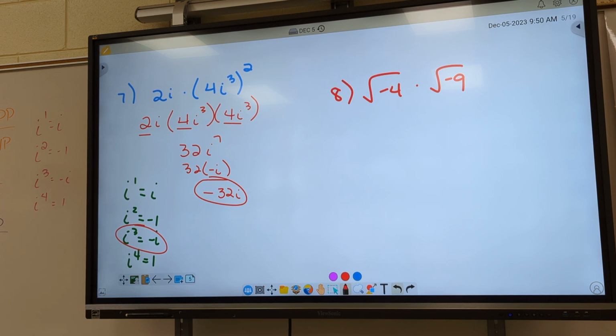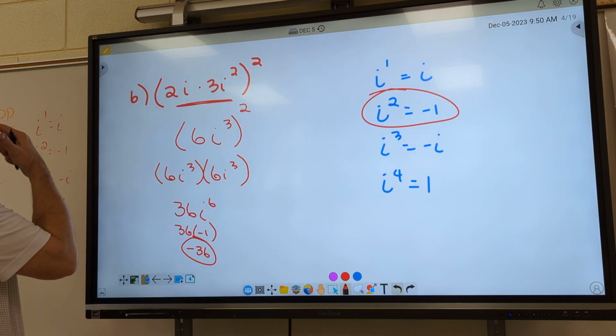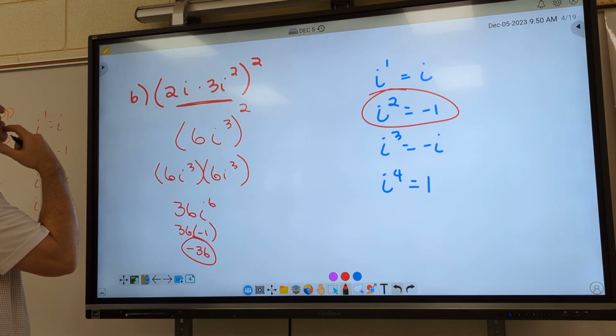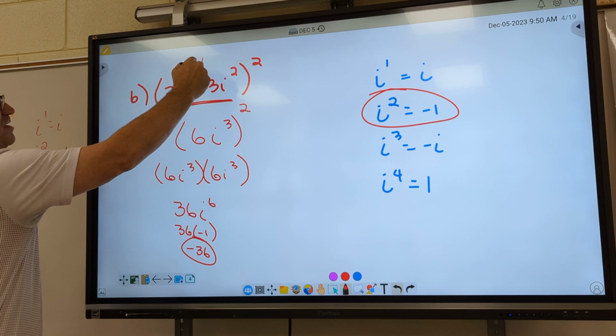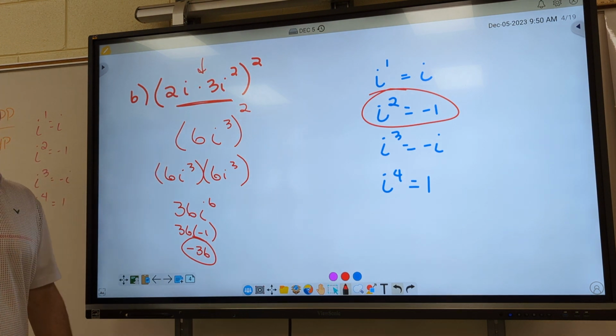On number 6, okay, why didn't you FOIL it? Because I didn't FOIL it because there is no plus or minus right there. That's why I didn't FOIL it.